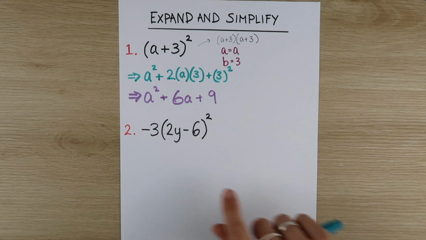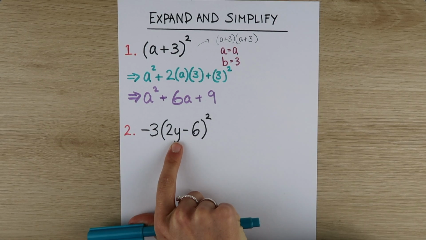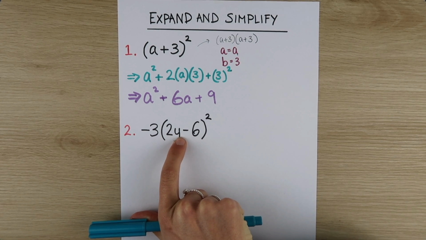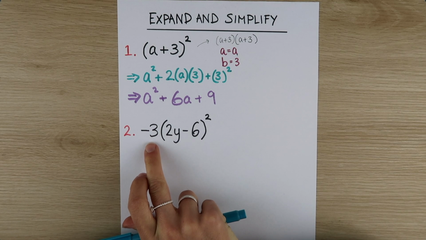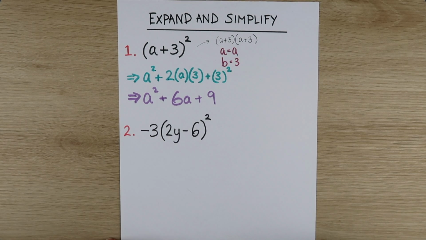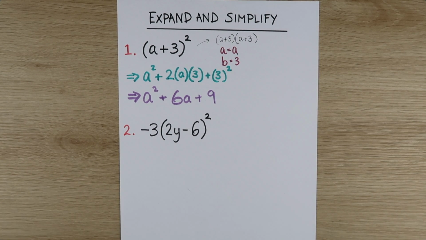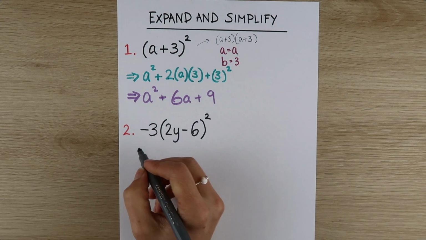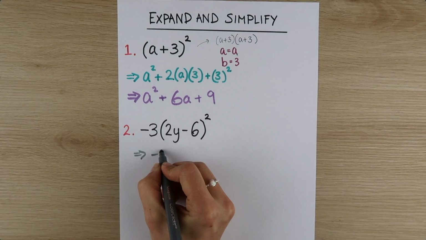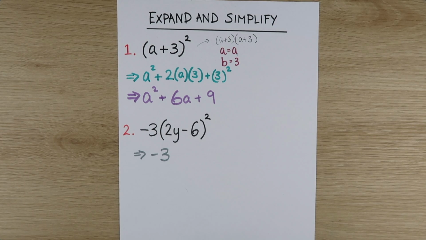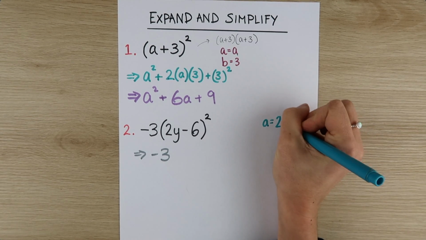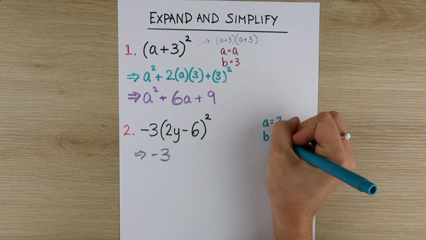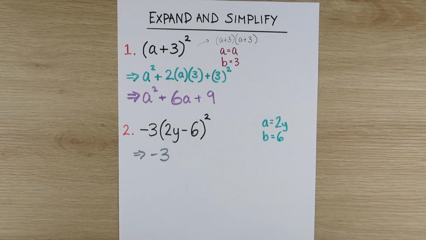Alright, next one. This one is a bit trickier. As you can see, I've actually got a pronumeral and a number within my perfect square, and I've also got something out the front. So we're just going to leave that -3 out the front to start off with, and then I'm going to worry about what's inside here. So this is my A, so A is equal to 2y, and B is equal to 6.